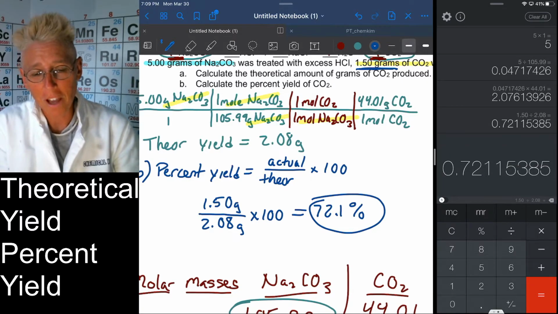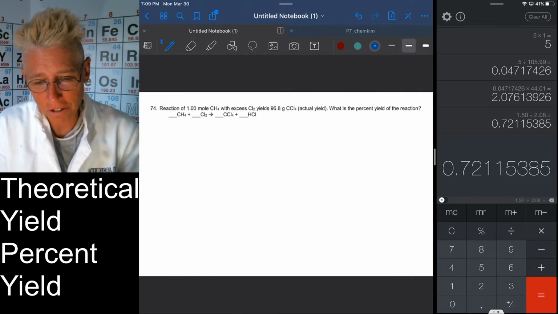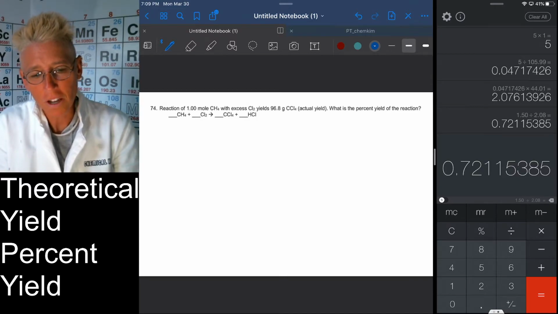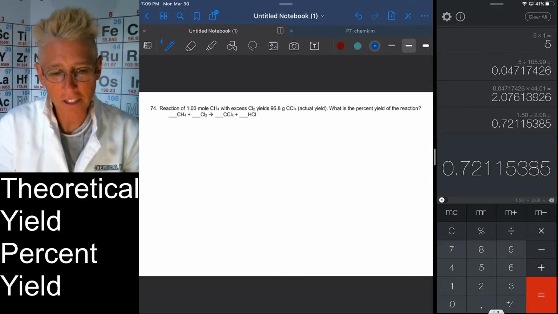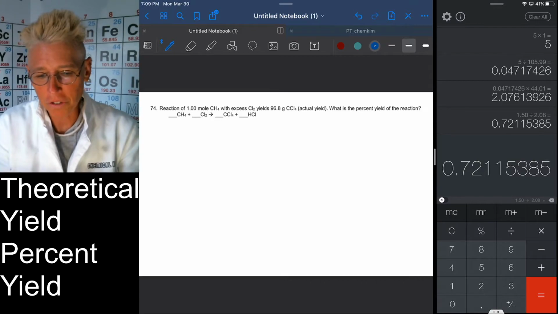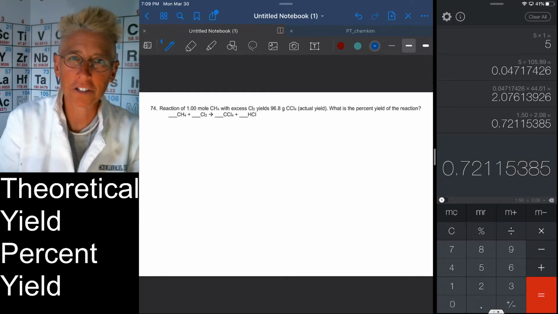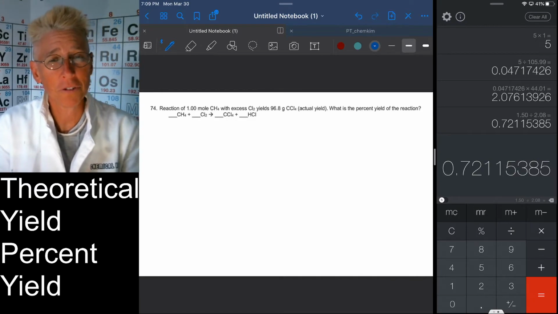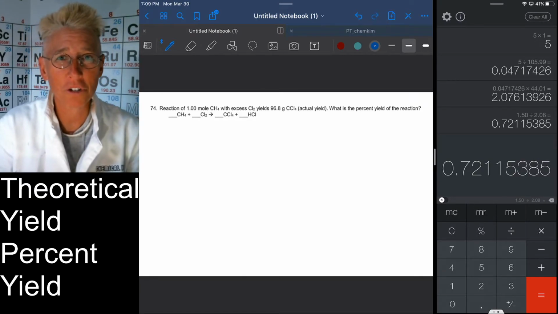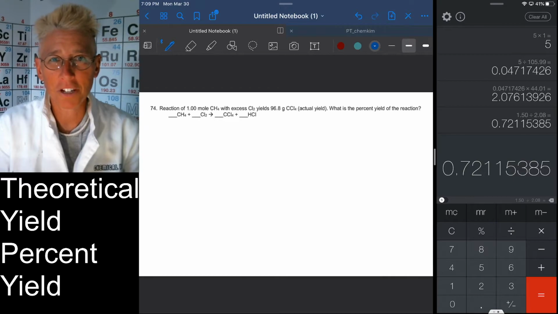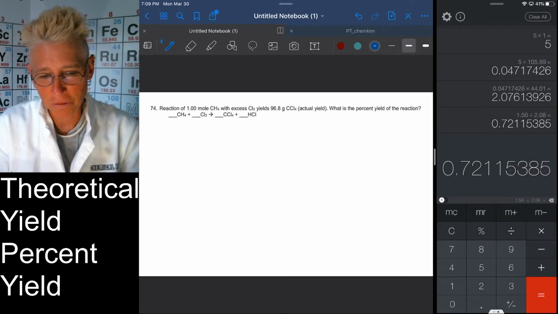Very simple. If you would like to, continue and try this one, we can take a look at it together, and maybe we'll see if this will kind of move us in the direction of figuring out percent yield and theoretical yield. But if you want to pause the video, try it before you see it, you're welcome to do that as well. So let's take a look at this one.